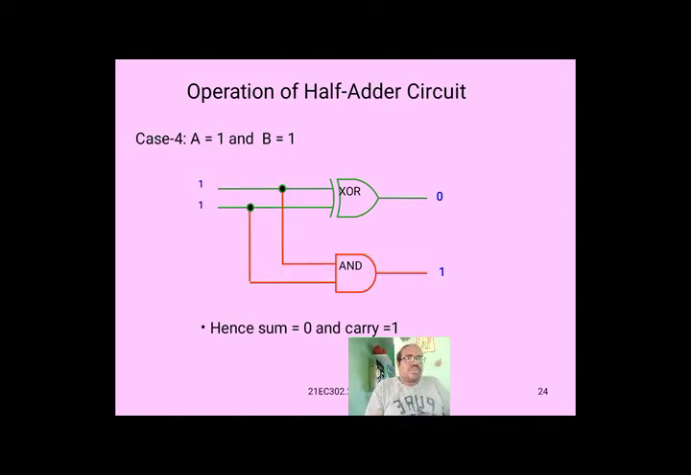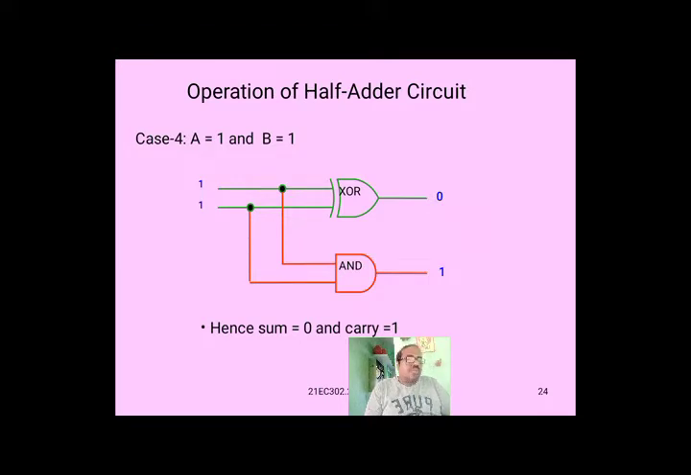The logic circuit of the half adder is shown in figure. The carry output is produced with the AND gate, and sum output is produced with the XOR gate. That means here we are taking the inputs as A and B and outputs as sum and carry.